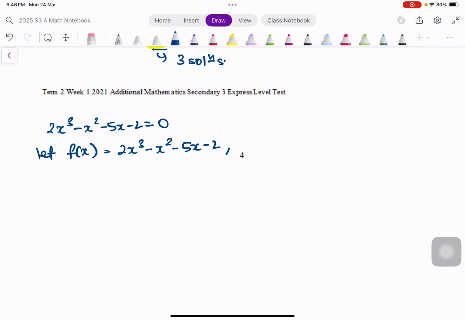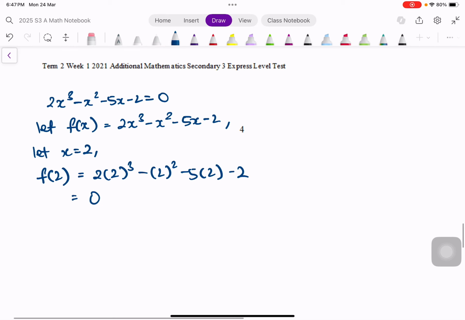Out of the 3 factors, 3 solutions, I need to find my first factor first. Let's suppose, let's just substitute any number. Let x equal 2. Let's try. I press the calculator, I get 0. So what does this tell us? This tells us that x minus 2 is a factor of f(x).